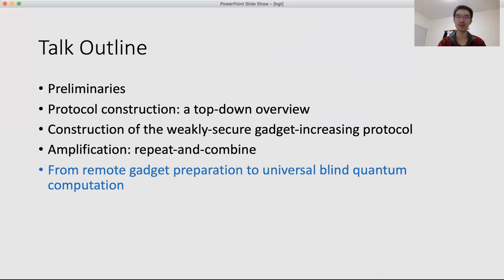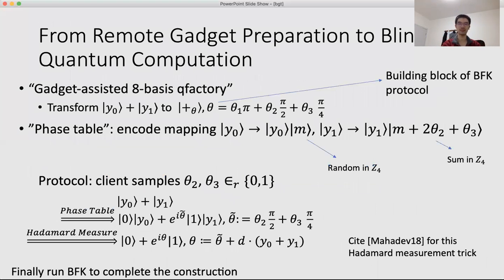Now we can go from the remote gadget pre-registration to the universal block quantum computation. The notion that we will use is a gadget exceeding 8 basic factory. Each basic factory transforms this superposition gadget to the single qubit gadget. The single qubit gadget will become the building block of BFK protocol. Because the setting is different from the setting from the original Q factory paper, this step is not a simple application of the previous works.